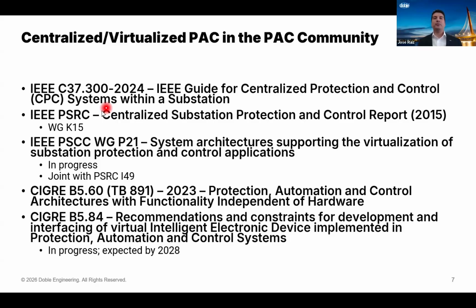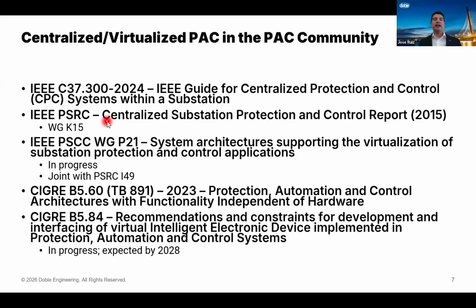Then we have from IEEE, the PSRC Power System Relaying and Control group released a report, which was the working group K15. Actually, the work of the PSRC working group 15 was the base for this guide that was released in 2024. This is a document that you can find online. If you just Google for Centralized Substation Protection Control Report, you will be able to find it and read it. It has really good documentation. The guide is the next step to the report.